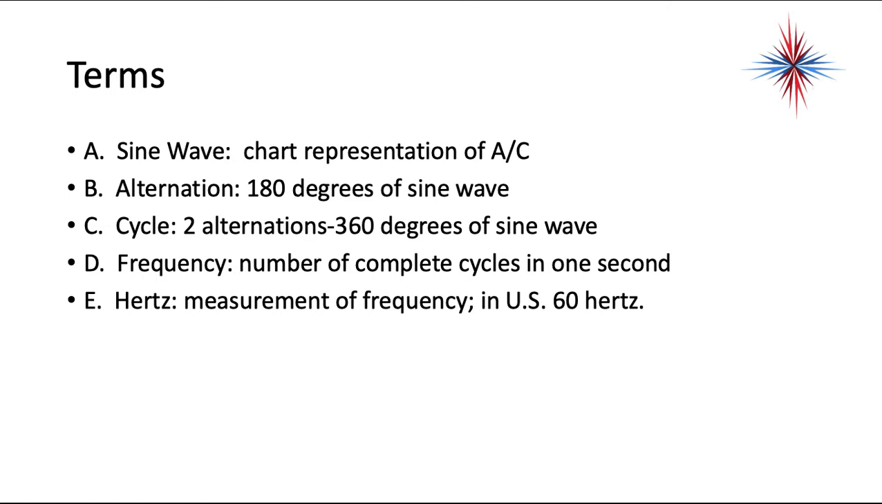In the US, 60 hertz is the frequency of alternating current. So 60 times per second, we do a cycle of the alternating current sine wave.